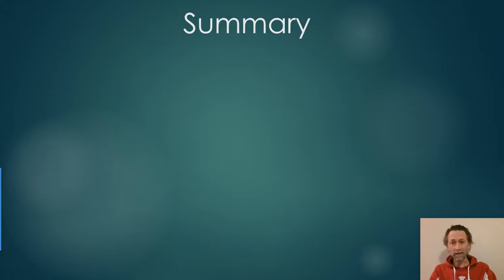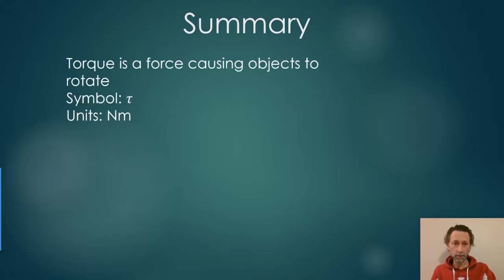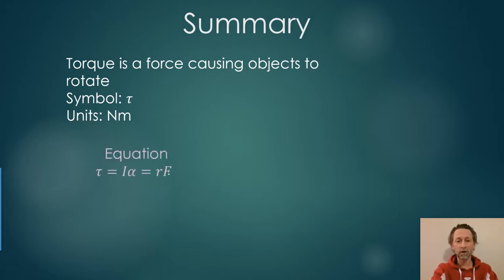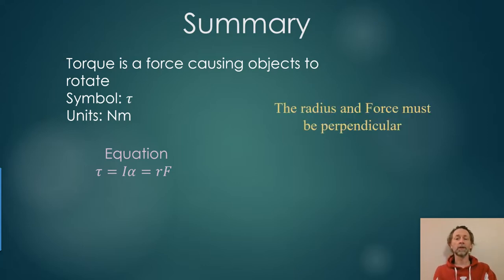So in summary, this circular torque motion that we have to deal with is, torque is a force causing objects to rotate. The symbol for it is that tau symbol, and the units are Newton meters, not to be confused with Newton meters that are our energy units. The equation that we're going to use is this I alpha, or RF. So I is your moment of inertia, alpha is your angular acceleration, R is the radius at where the force is being applied, and F is the force that is causing the rotation. And keep in mind, the radius and force must be perpendicular to each other.